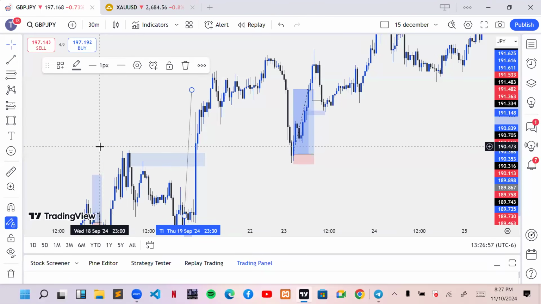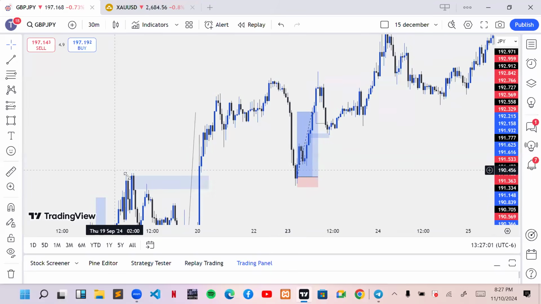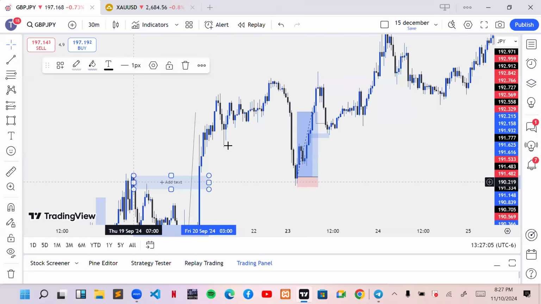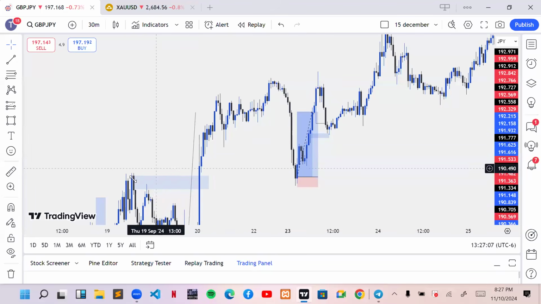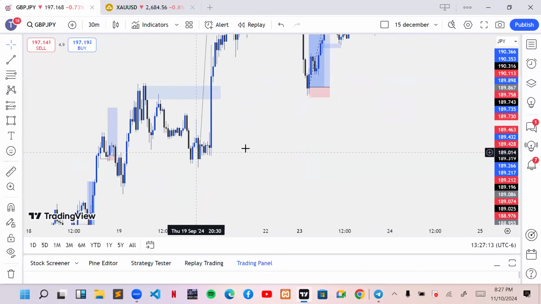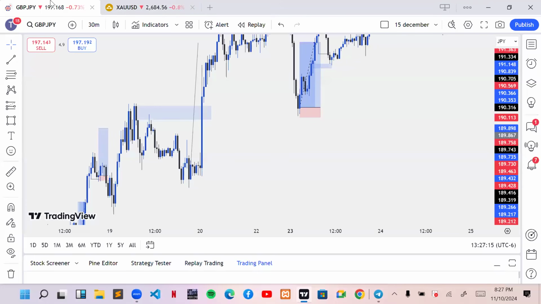So breaker blocks are actually used to take trades in the direction that market broke into. So for example, this breaker block was supposed to push market down for a sell. And as market has broken past it, you will now be looking to use it for a buy. That is what a breaker block is. So a breaker block is a failed order block. That's what a breaker block is.